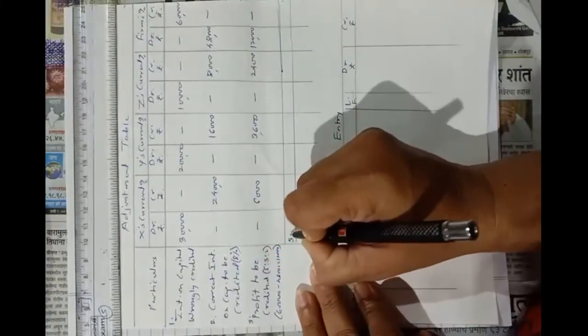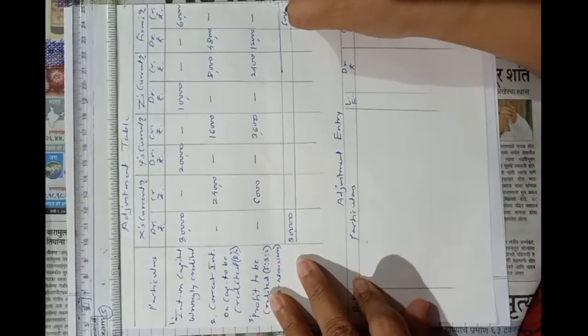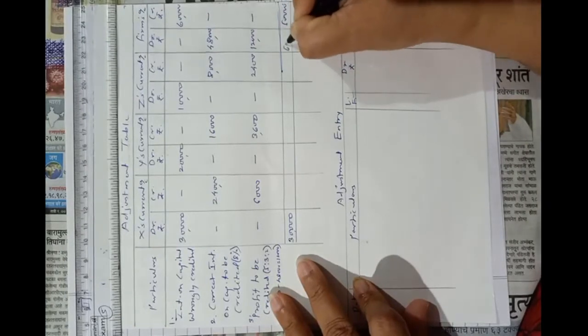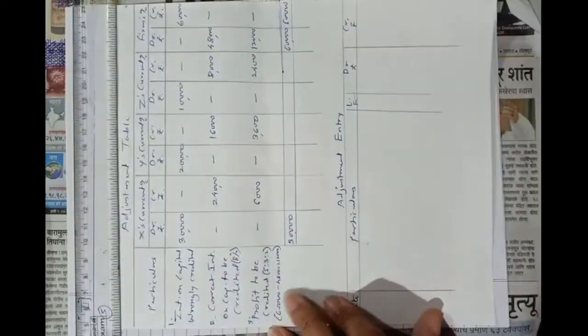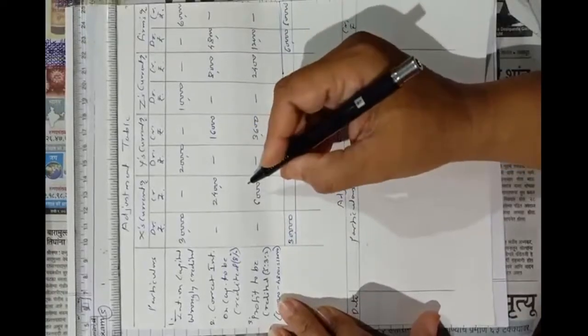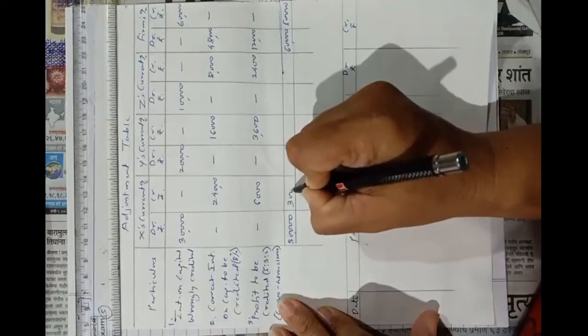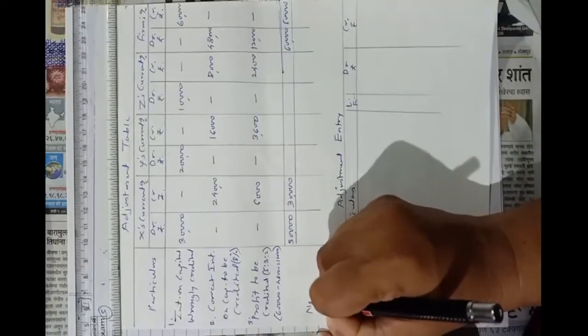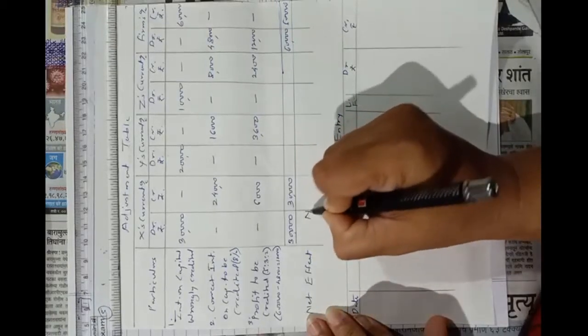Debit total is 30,000. Before that, see here, firm's credit total 60,000 and debit total will obviously be 60,000. X's current account debit total is 30,000 and credit total is 24,000 plus 6,000, so it is 30,000. So net effect for X is nil.